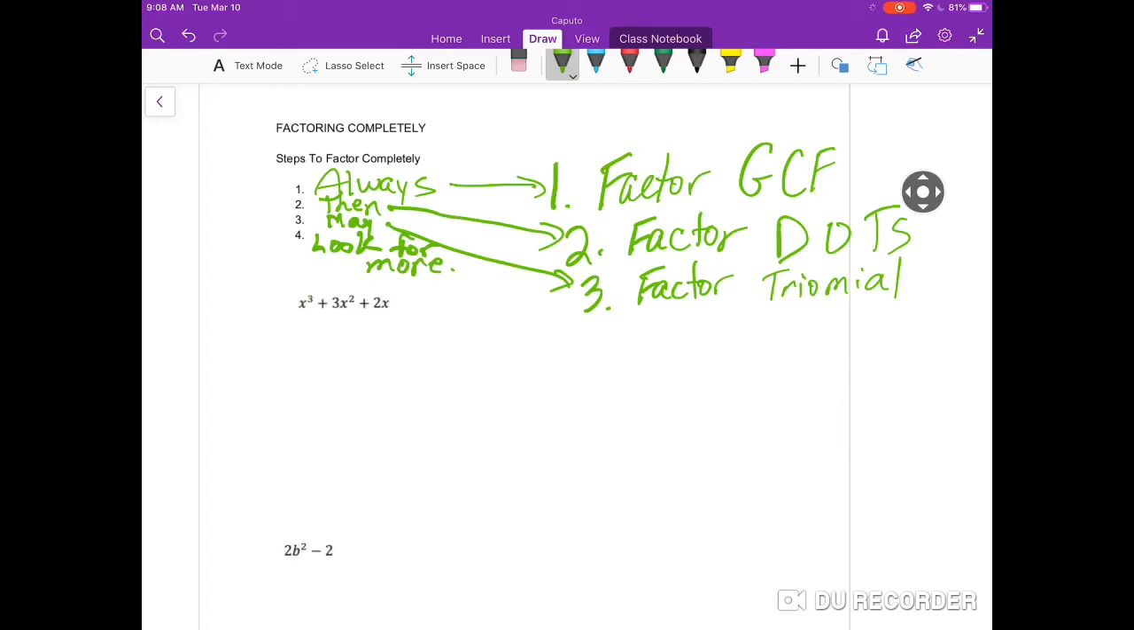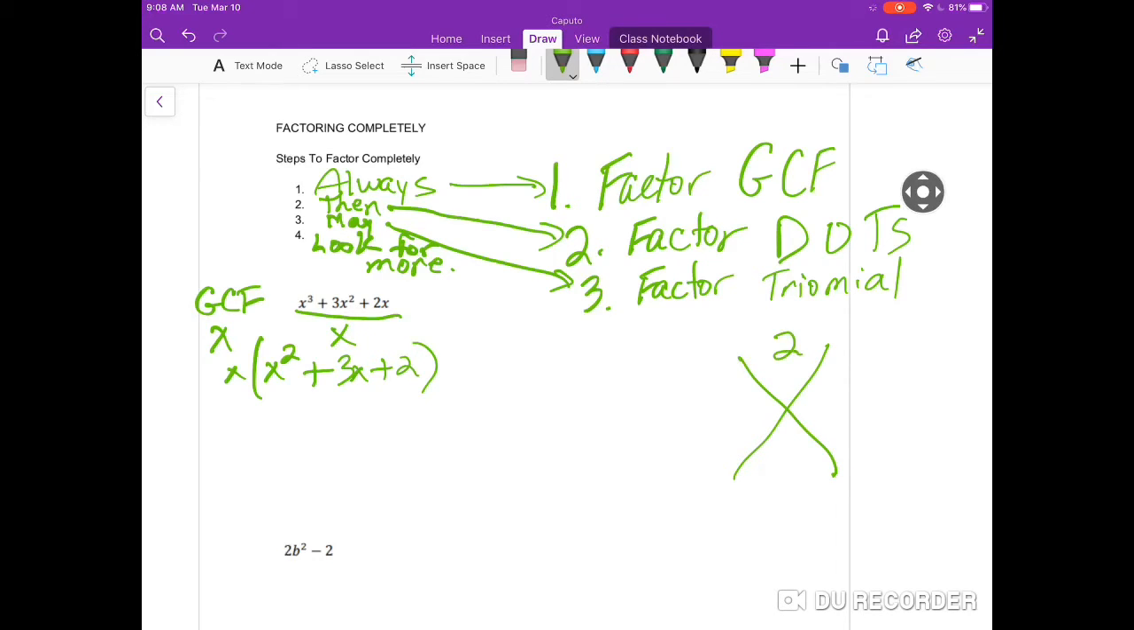All right. The first thing is to always look for your GCF, and in this case, my GCF for this first example is x. They all have x, so I'm going to pull out x, and I'm left with x squared plus 3x plus 2. So now I'm going to come over here. I'm going to make my x, because that's a trinomial, and I need numbers that multiply to 2, but add to be 3. So in that case, the only numbers that multiply to 2 are 2 and 1. I'm going to split this up. X squared plus 2x plus 1x plus 2.